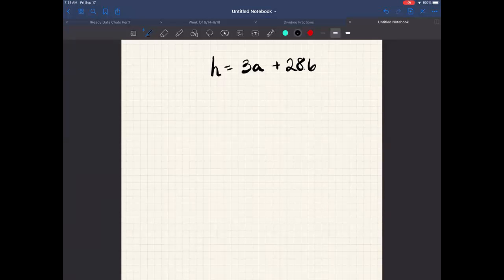Okay, in terms of the boy's age, A. So we know that A is age. H is the height. Between the ages of 2 and 5, based on the model, what is the estimated increase in inches of a boy's height each year?